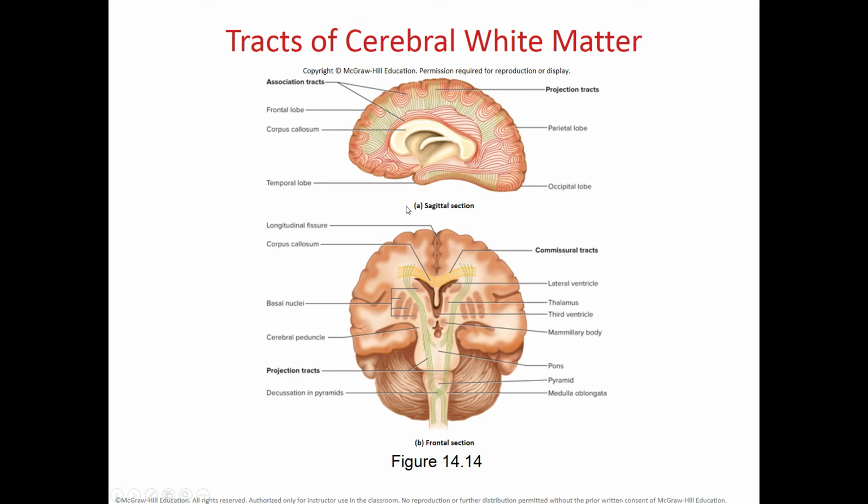So here is the location of the white matter and their different subdivisions. We have these projection tracts that go from upper centers to lower centers. And then we have the commissural tracts like the corpus callosum. Here again we have these projection tracts. And then in red we have these association tracts that connect the lobes, or the gyri within the lobes.